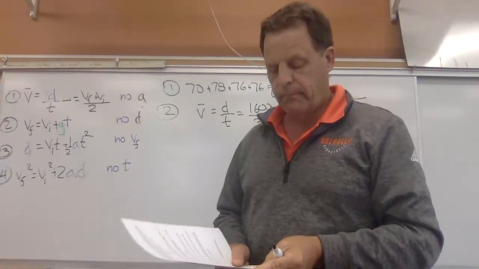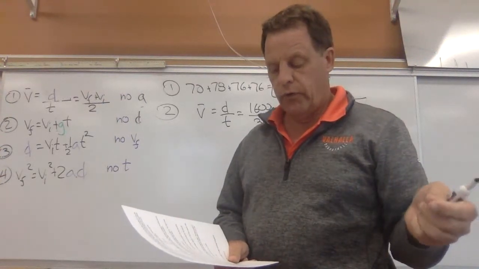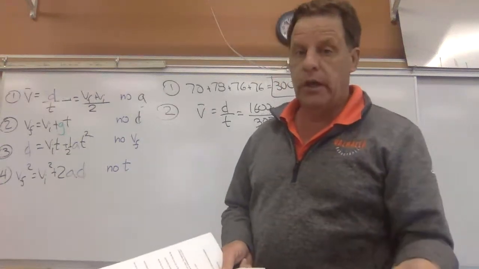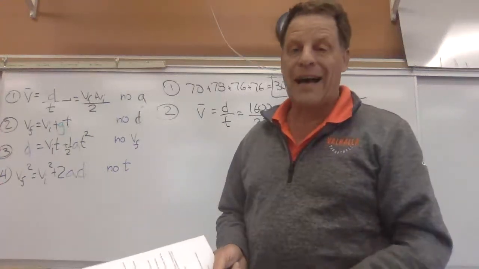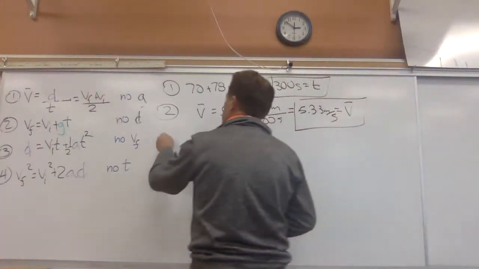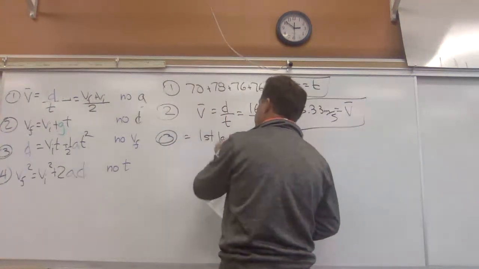Which lap was the first runner's fastest? Well, if the laps are all the same, 400 meters, then the lap that has the least time is going to be the fastest. So for question number 3, that would be the first lap.